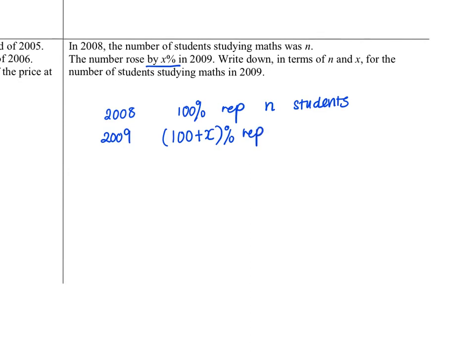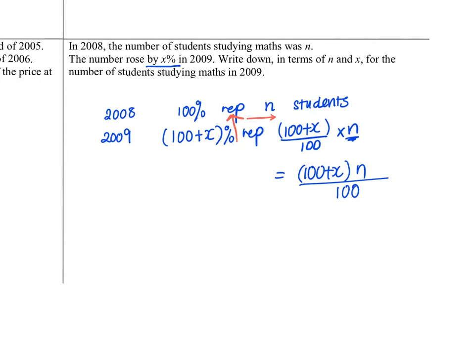So it'll be 100 plus X%. And I want to find the number of students. How do I do this? 100 plus X over 100 times N. So I can get my expression. Now where should this N go to? N should go to the numerator. So it'll be 100 plus X times N over 100. Now, the question did not ask us to expand and simplify, but you may wish to do so if you like to.